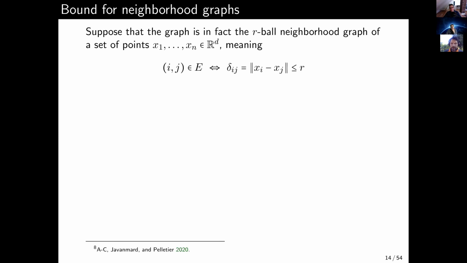Okay, so I'm just laughing because there's a zoom that hides part of the slide here, but anyway, I'll do what I can.